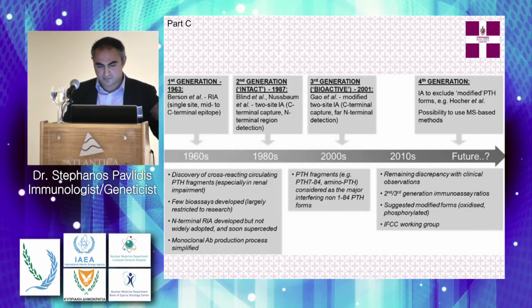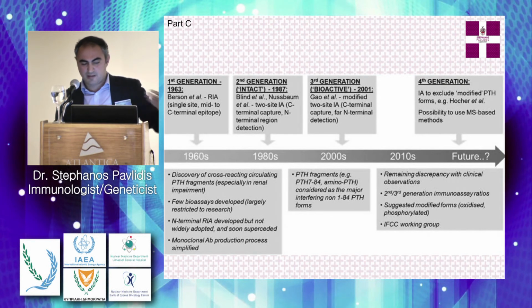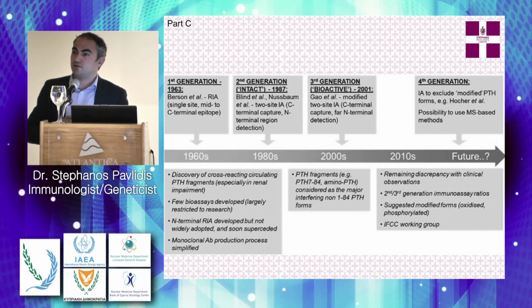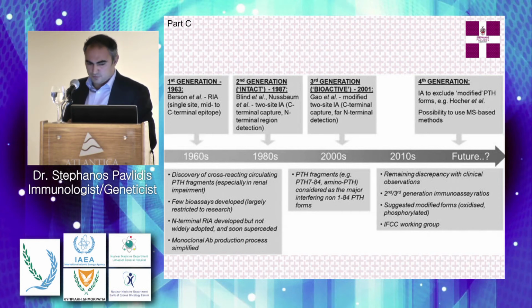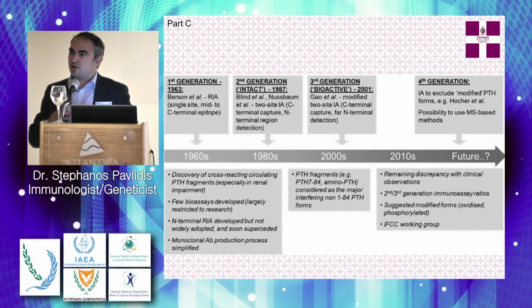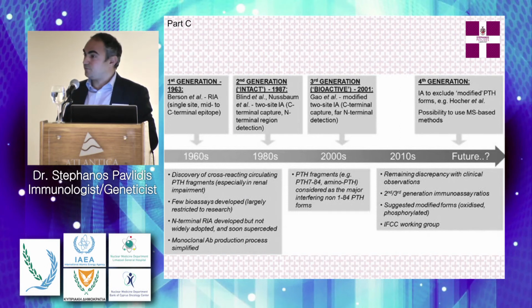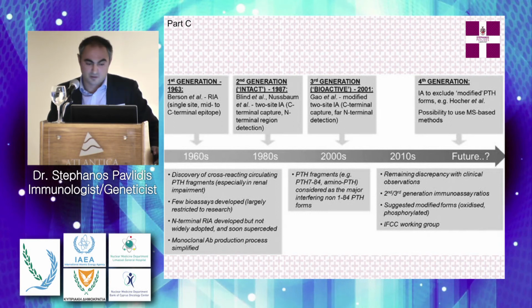So this slide depicts the historical view I went over. The first generation in 1963, the second generation in early 1984 more specifically, and the third generation in the early 2000s. And now the researchers are developing a fourth generation, especially with MS-based methods, mass spectrometry. However, there are still some issues, but we are hopeful that in the future this might be a breakthrough in laboratory testing, and especially for thyroid and parathyroid, why not?